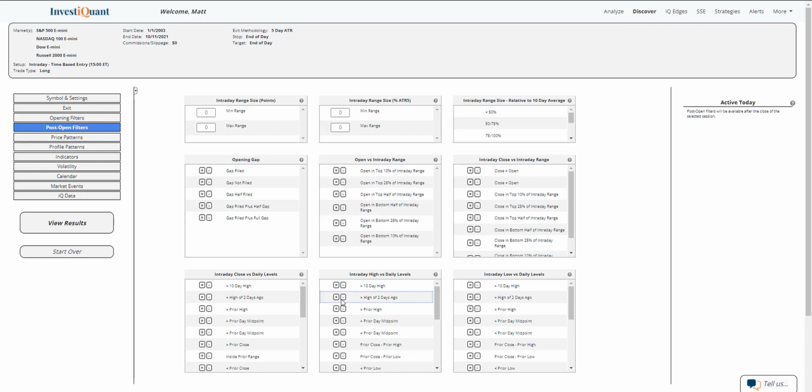I'm going to say that the high is greater than the prior high, so I'm going to hit equals here for intraday high is greater than prior high. And I'm going to say that the low is less than the prior low, so I'm going to hit equals next to less than prior low.